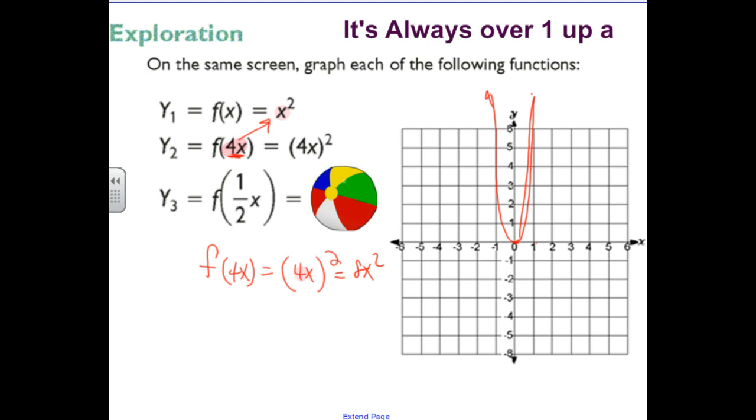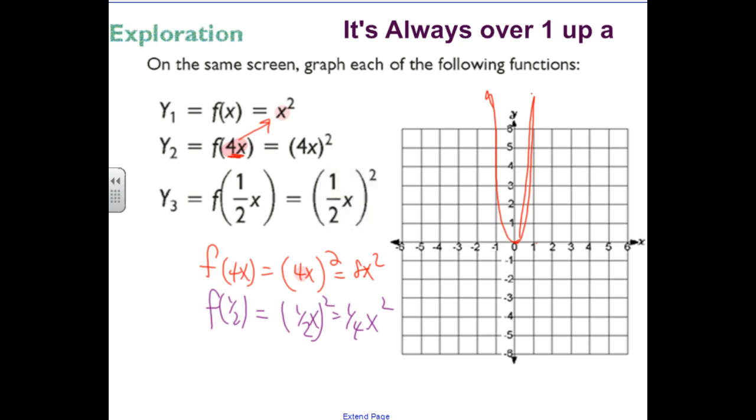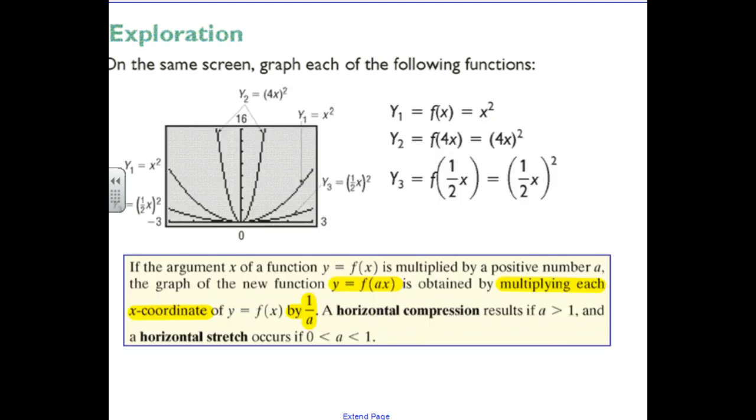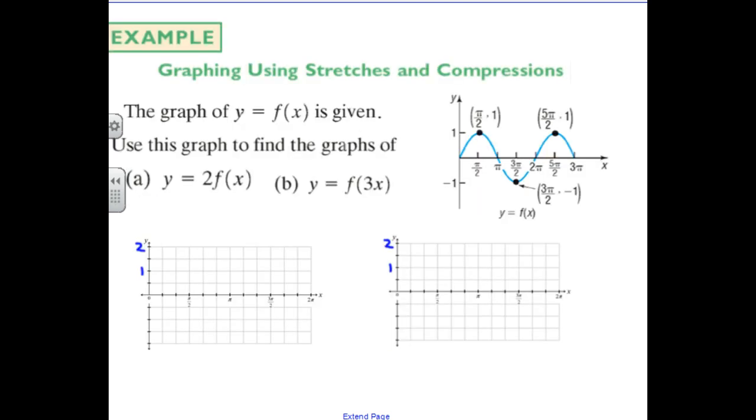The second beach ball is a half, so it would say replace x with a 1/2, square it, so it's only a 1/4. But still a parabola, and you can graph it, and you can see that it's a very fat graph on your graphing calculator. This is kind of interesting.